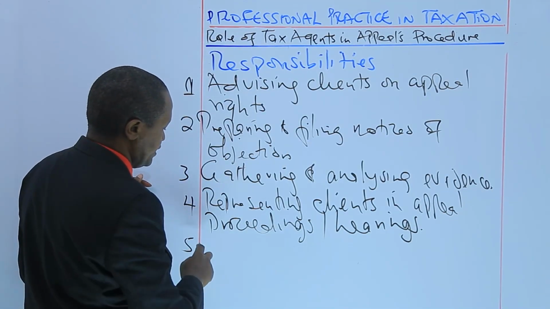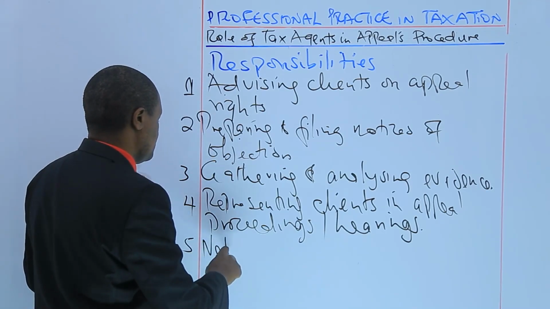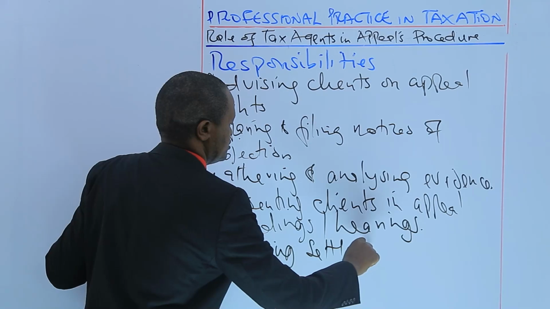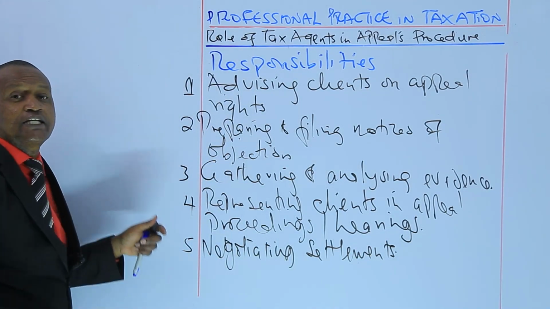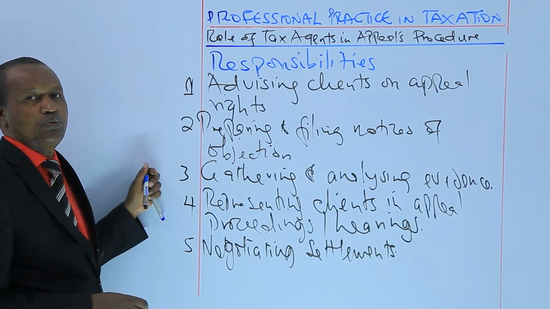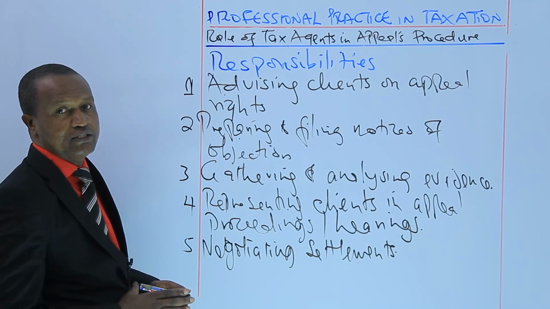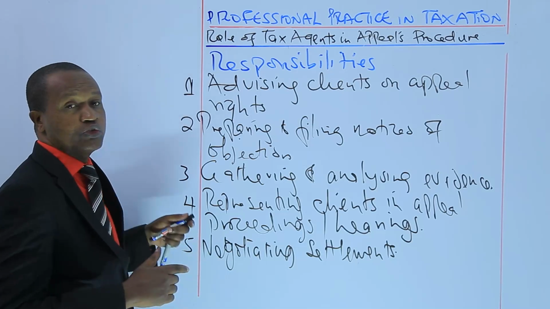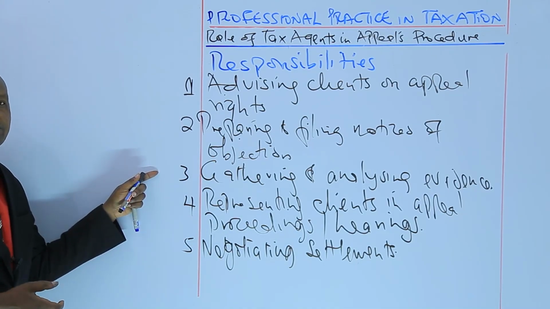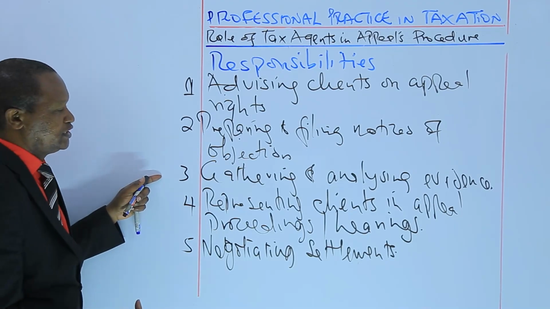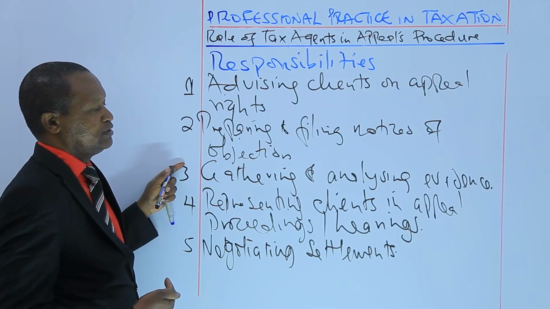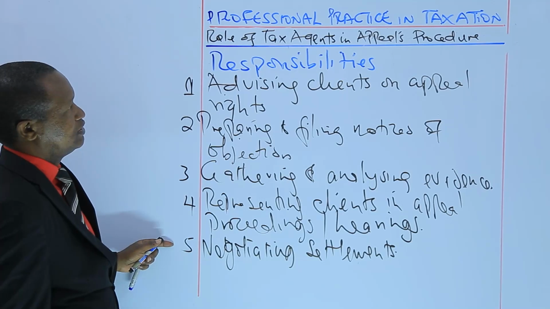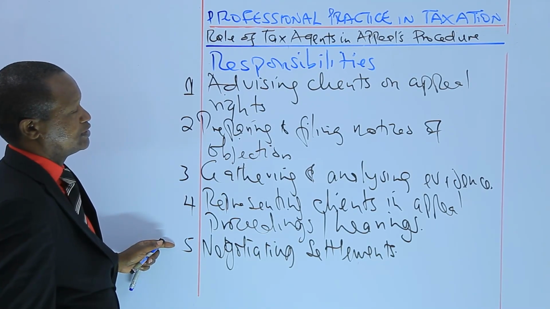Number five, negotiating settlements. Tax agents may negotiate settlements with the KRA on behalf of taxpayers, reaching mutually agreeable solutions in order to solve disputes and minimize financial implications. So it's the responsibility of tax agents to negotiate settlements on behalf of their clients. So these are five responsibilities of tax agents in appeals procedure.